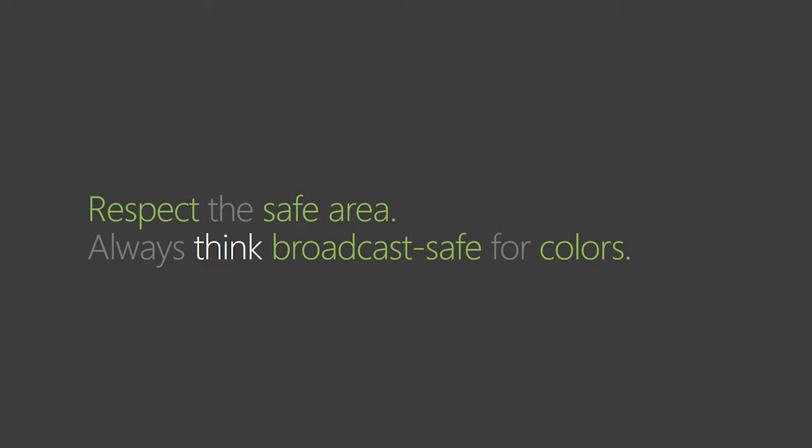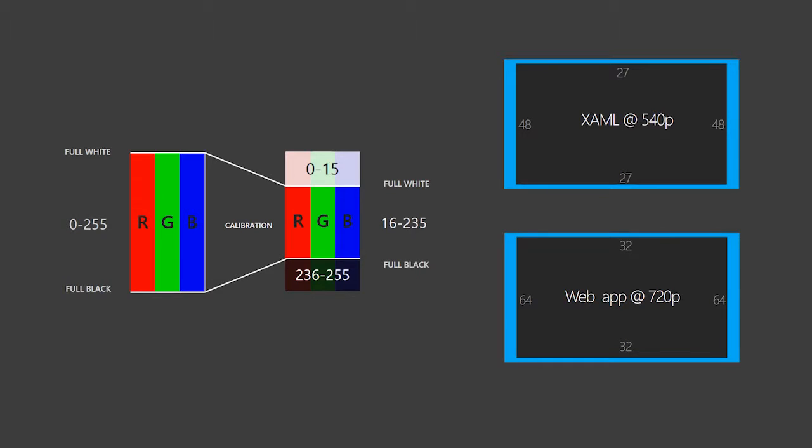And honestly, most importantly, respect the safe area and always think about broadcast safe colors. And here you can see in the diagram that when colors are brought in through broadcast safe, it's important to think of the clipping of it. So make sure you're already pre-doing that before you actually have it go to a TV.